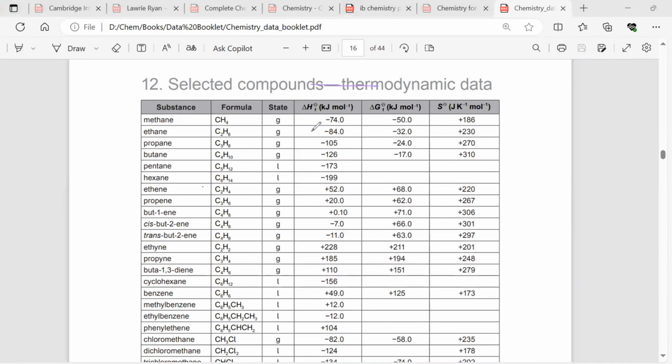Kavya, can you tell me which values are given for H, HF or HC? Which values are given in table number 12? HF. Kavya, HF values are given. Did you get this thing? K, right?